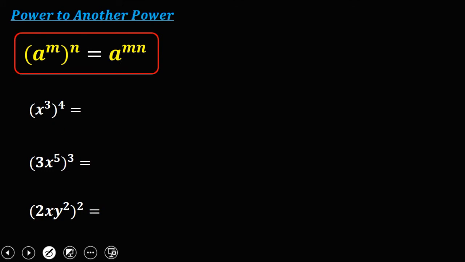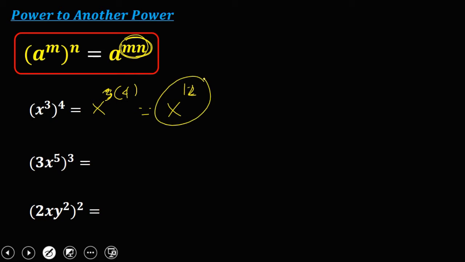Now, for the power to another power, a to the power m to the power n, just multiply the exponents. So let's have this given, x to the power 3 to the power 4. This one is equal to x to the power 3 times 4. And 3 times 4 is 12. So the answer is x to the power 12.